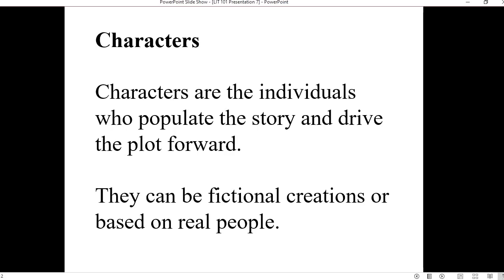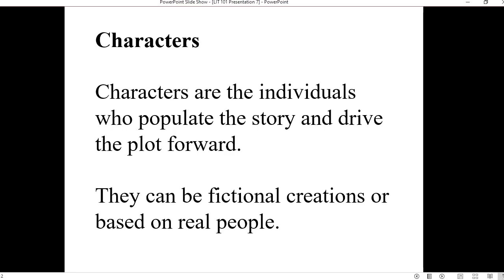So, who are characters? Characters are the individuals who populate the story, who drive the plot forward, who are responsible for carrying out events in the story. Since a story will not take place in a vacuum, there will be individuals who will populate the setting, who will move from one position to another. So we expect that a good story will have at least one or two characters.